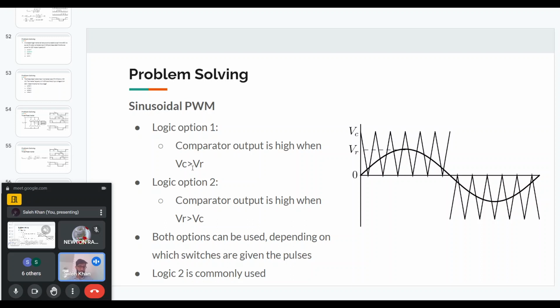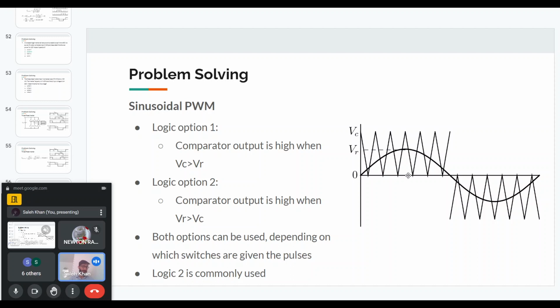So, for example, in this case, if you see the cursor, in this duration the carrier waveform is greater than the reference, so we will get an output which is high. Afterwards, the carrier is below the reference, so at that point the output of the comparator will be low. If that is given to a switch, the switch will be on in this duration, and afterwards it will be off. So this is how the PWM works.